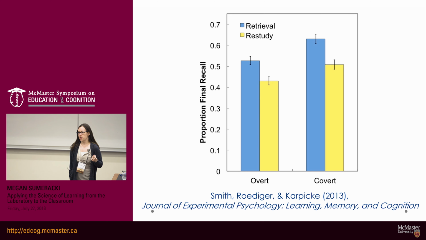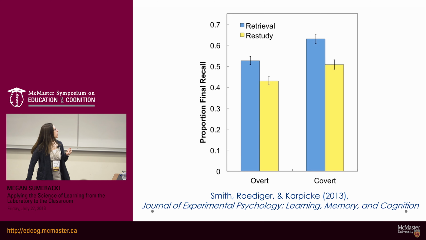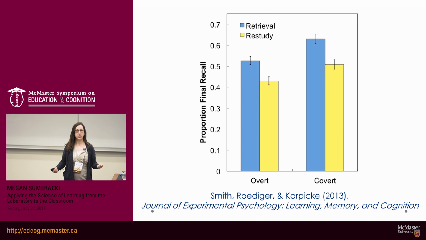And here's what you find, okay? So retrieval practice is better than restudy. Blue bars are bigger than yellow bars, right? But then when you compare overt and covert retrieval, you find that there's actually not a big difference between them. And in this particular experiment, there's a tiny little bump of covert retrieval being a little bit better. It's the process of bringing it to mind that's valuable. It's not about the production, at least not in this scenario, okay? So bringing it to mind is good.